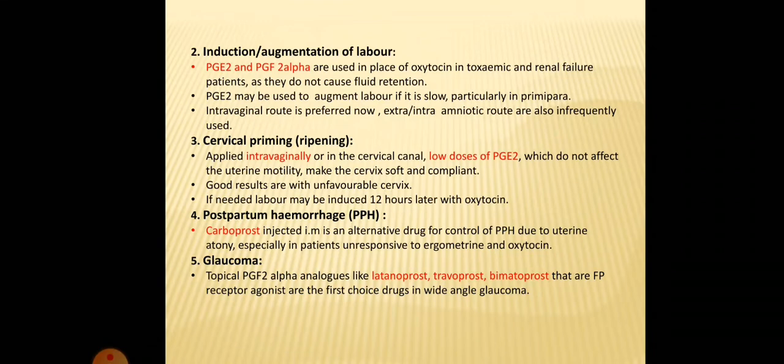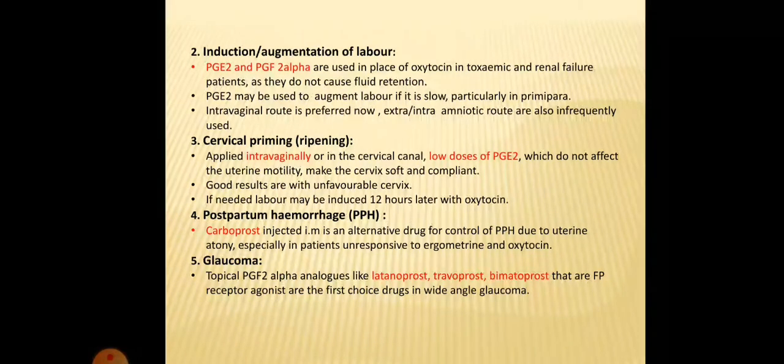The third use is cervical priming or ripening. Applied intravaginally or in the cervical canal, the low doses of PGE2, which do not affect the uterine motility, make the cervix soft and compliant, and good results are seen with unfavorable cervix. If needed, the labor may be induced 12 hours later with oxytocin.